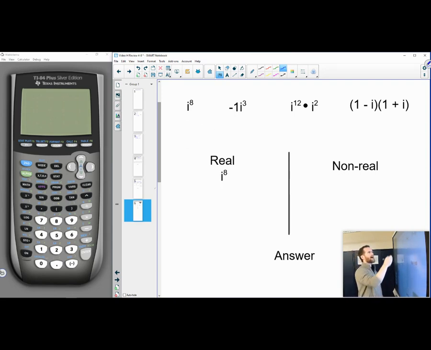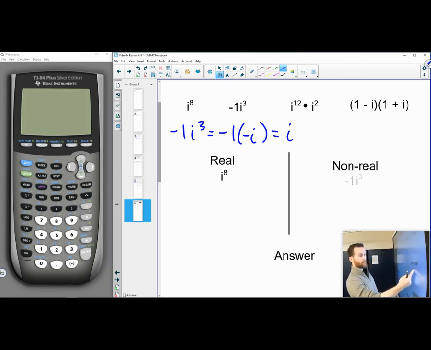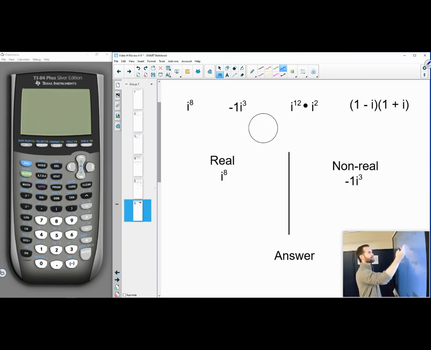I'll move that up slightly. Okay. Now negative 1 times i to the third. Well, we don't need those parentheses there. That's negative 1 times i to the third is negative i. I will remember it this time and not do it the long way. And we get negative times negative just becomes positive. So we get positive i, which would be non-real. Non-real, because the i is still there.